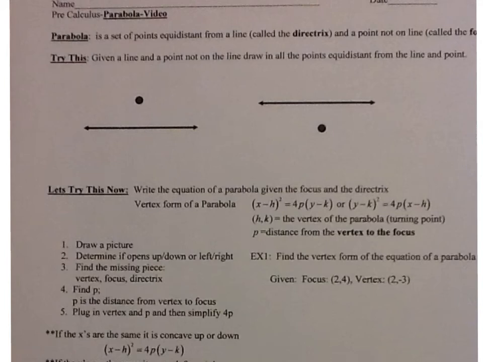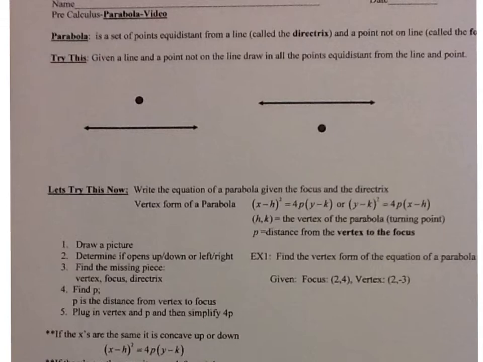Okay, so today we're going to talk about the parabola. So let's look at the definition of a parabola. The parabola is a set of points equidistant from a line called the directrix and a point not on the line called the focus.